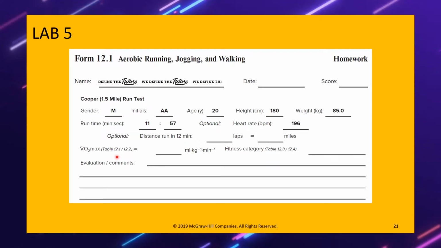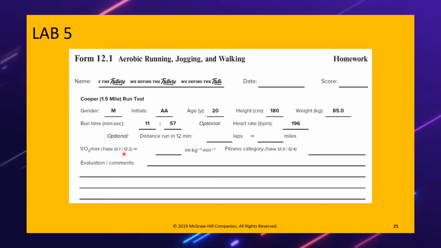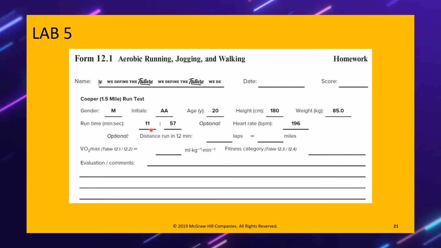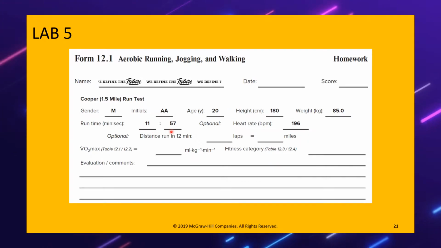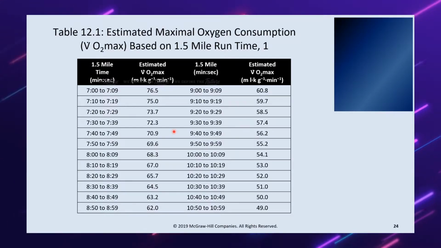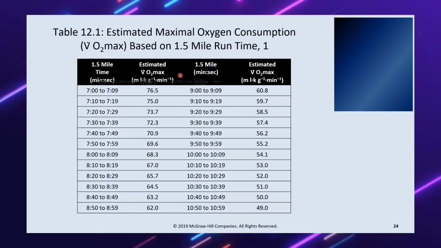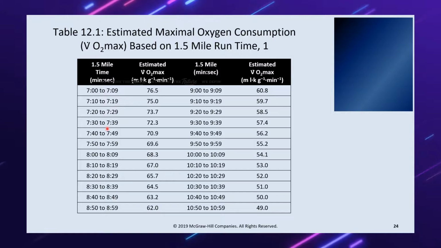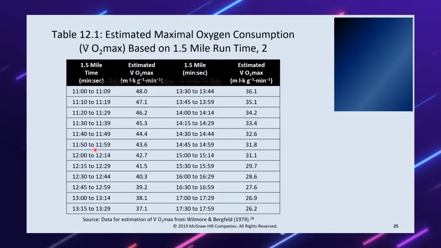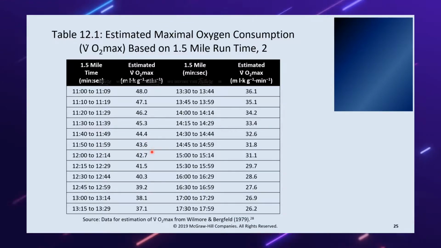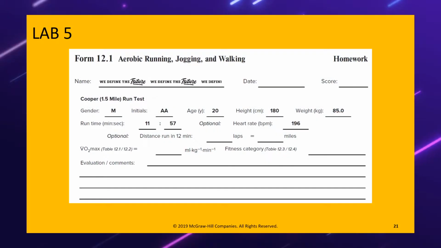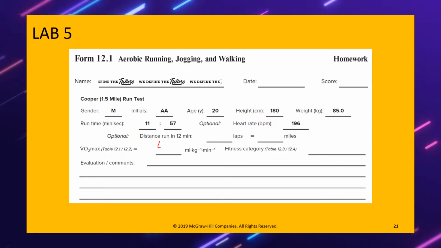Now from there, if we go over to table 12.1/12.2, we'll be able to see. So remember this number right here. We're dealing with 12 minutes and 57 seconds, so 12 minutes, 57 seconds for the 1.5 mile time. We have to go to the next sheet, and we're right here. So they're roughly about 43.6. So you'd come right here and you would write your 43.